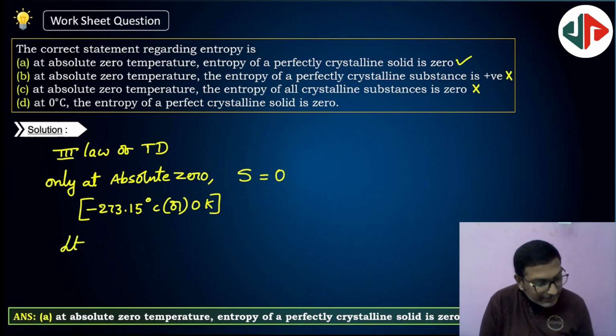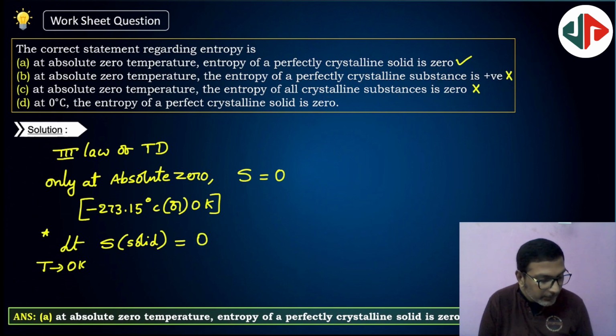That means limit T tends to 0 kelvins, the entropy of a perfectly crystalline solid will be equal to 0. So this is the third law of thermodynamics. So option A is correct. Remaining options are wrong. Next.